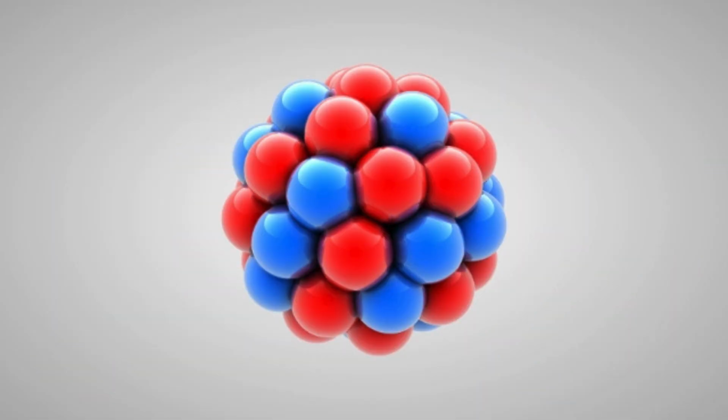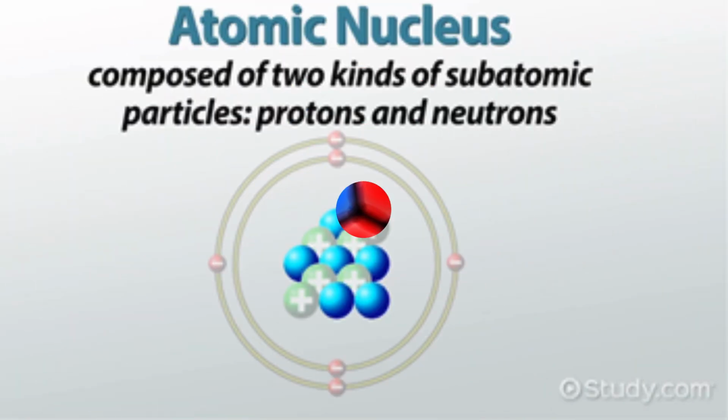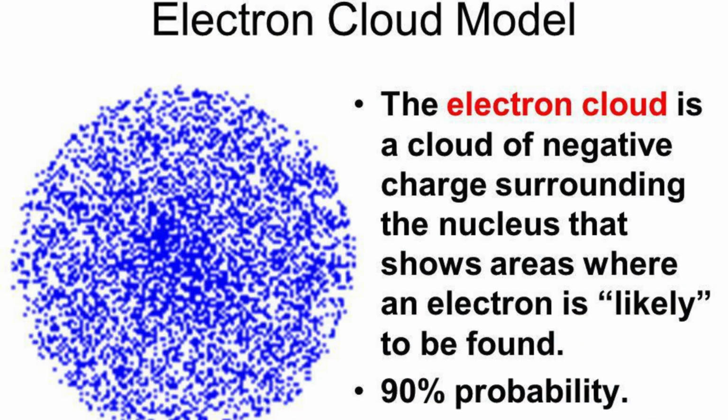The nucleus. The nucleus is the tiny, dense center of the atom that contains protons and neutrons. It has almost all the mass of the atom but occupies a very small space.